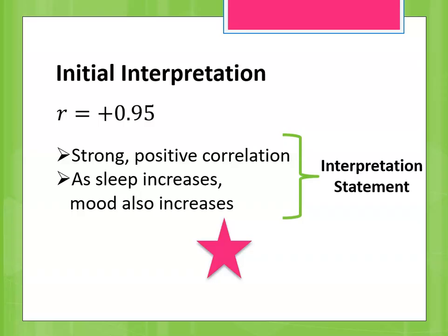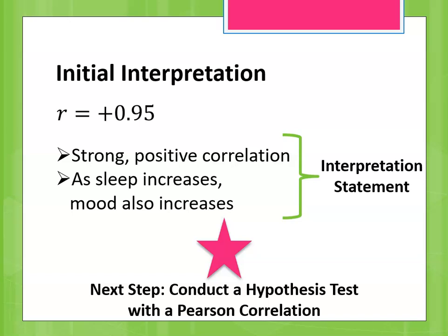So, have we rejected the null hypothesis? No, we haven't, my friends. The only way to determine statistical significance is to conduct a hypothesis test. So guess what we're going to learn next? In the next video or in the next class lecture, we will learn how to conduct a hypothesis test with a Pearson correlation.